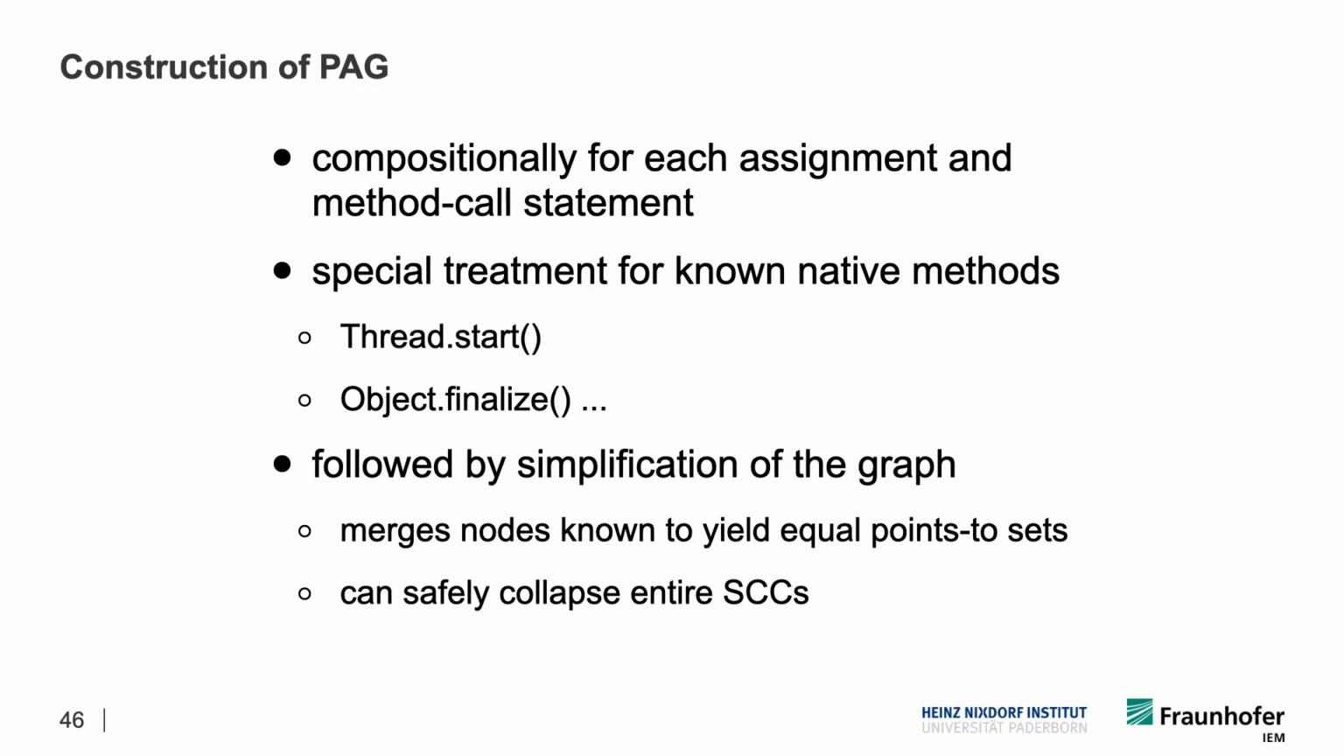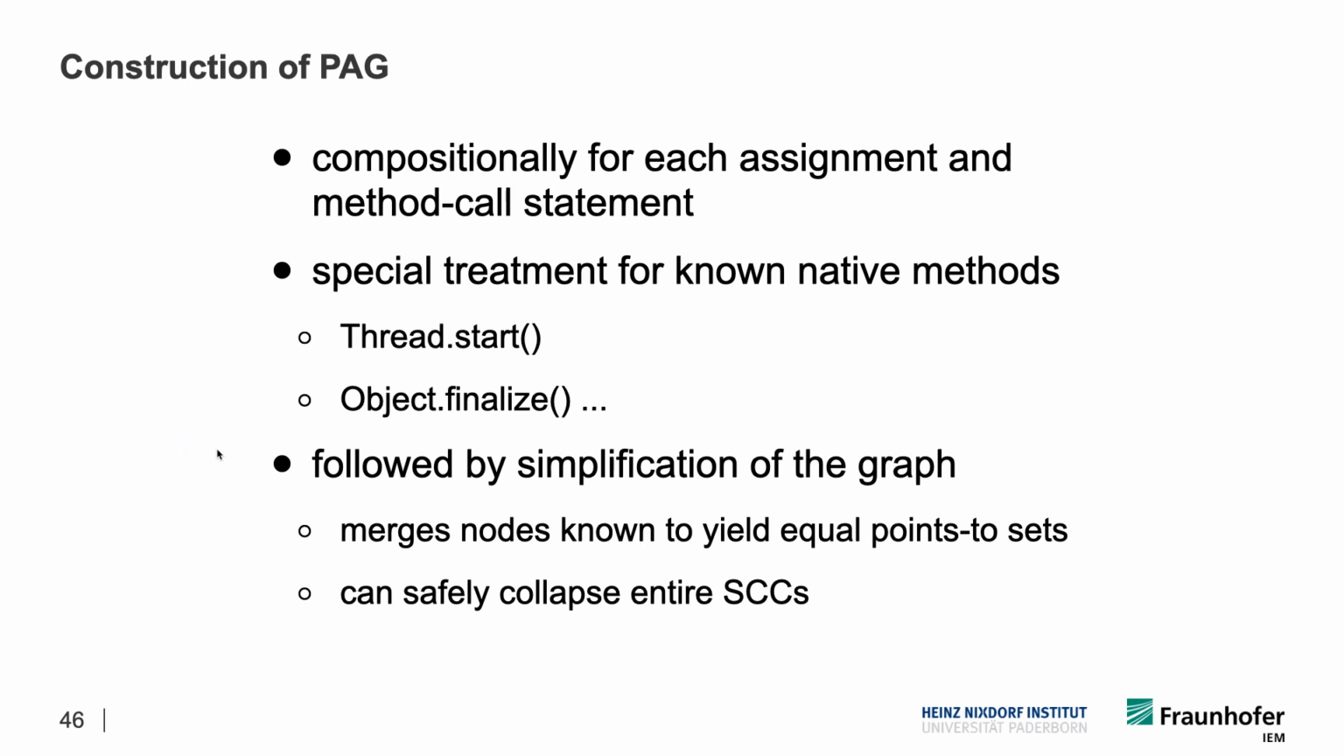There's some special treatment in Spark for some known native methods. So for instance, if you have a call to a method thread.start, if you know something about Java semantics, then you know that this will go to a run method of that particular thread or of some runnable, and Spark tries to resolve that internally so that you will see the appropriate call edges in your call graph and also in the pointer assignments. Similar for calls to object.finalize, which go to a special finalization method. So this is being taken care of, and this can also be extended in Spark.